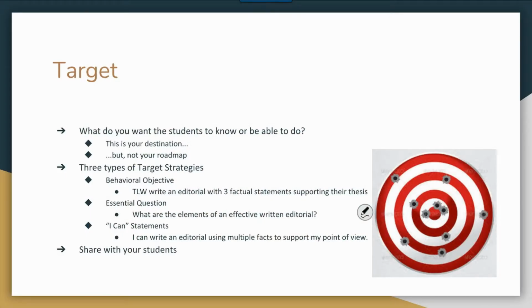The third way, and I find this just a little bit young. I've used this for younger students, but it might work for you. They're called I can statements. I can write an editorial using multiple facts to support my thesis, my point of view. So what this does is it turns it into student language. And that really takes me to the next point there. You should share these objectives with your students.